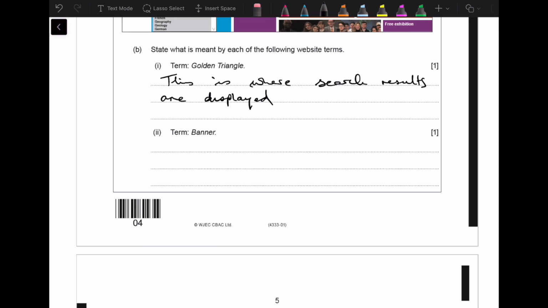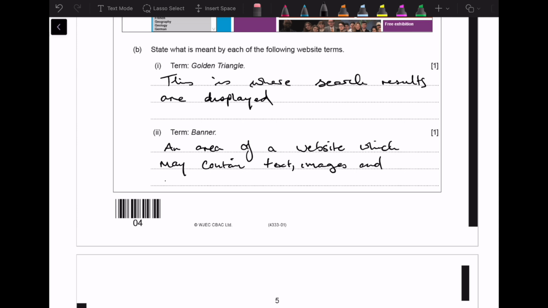Okay, what's the term a banner? So banners are essentially an area of a website which may contain text, images, and animations.